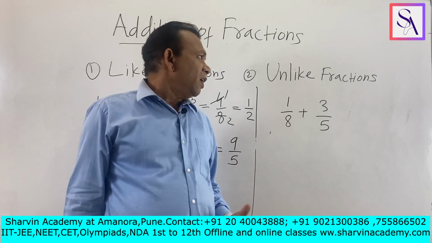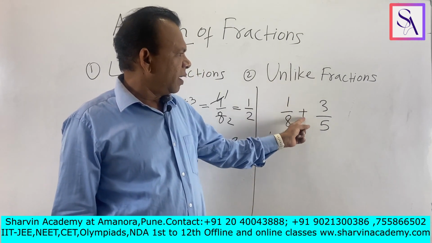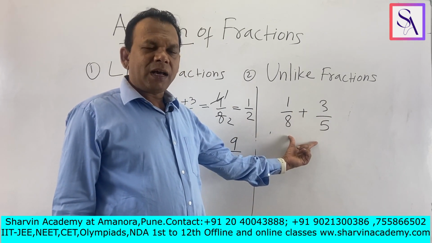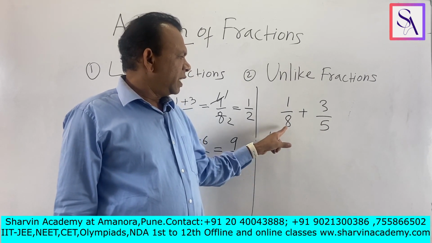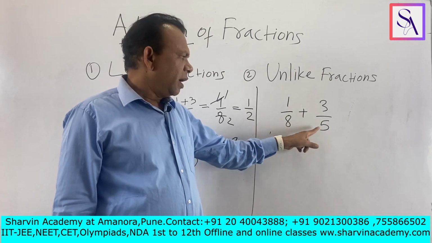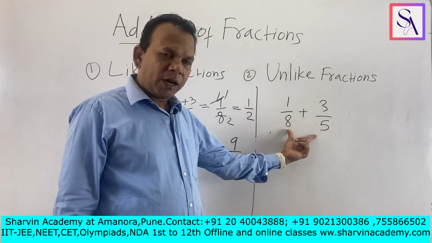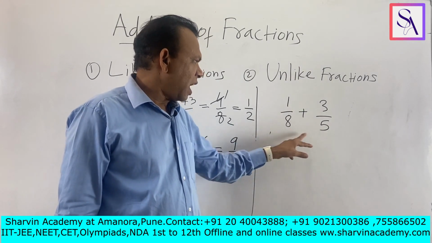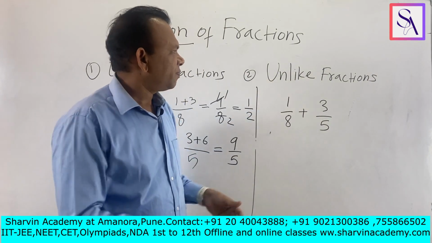Now addition of unlike fractions. Take an example, 1 by 8 plus 3 by 5. These two fractions are unlike fractions. Why? Because denominators are not same. Here 8 is a denominator and 5 is another denominator, right? So these denominators are not same, hence these two fractions are not like fractions. Those are unlike fractions.